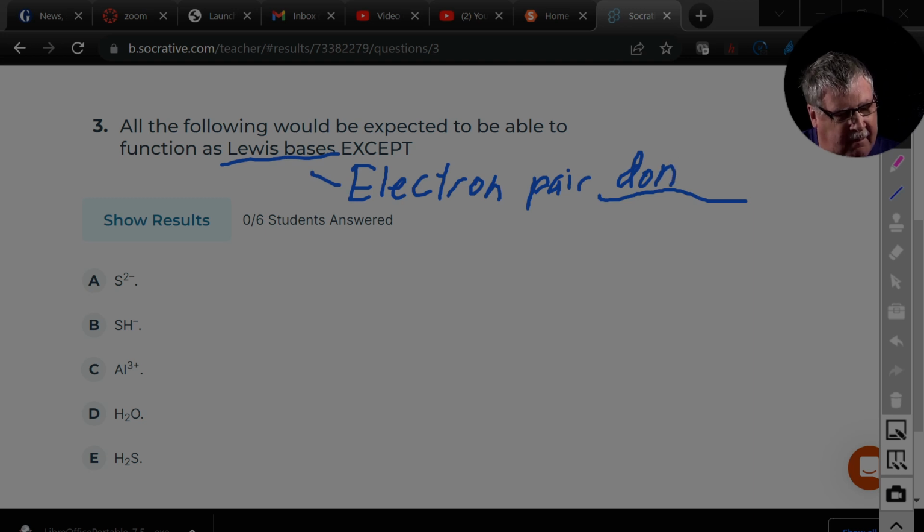All right, think about ammonia. We know ammonia is a base in and of its own right using the Arrhenius definition. Why is it an Arrhenius base? Why is it a Bronsted-Lowry base? Because it has a pair of electrons that can donate into a proton. So essentially, if we want something that's a Lewis base, we want something that's an electron pair donor. We want something that's electron rich. Which of these is going to be the most electron rich?